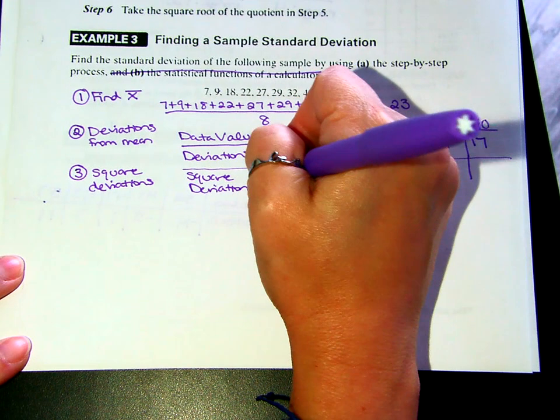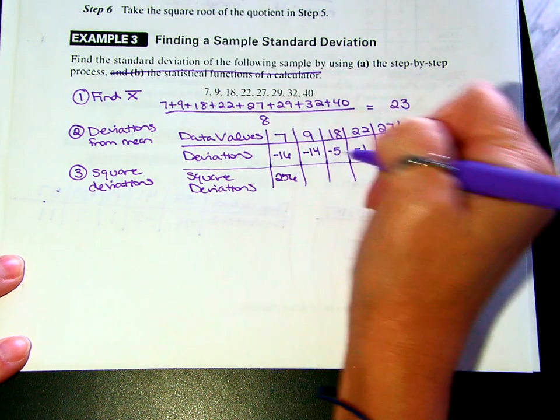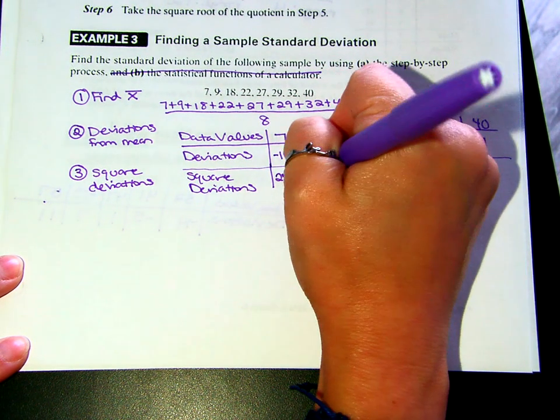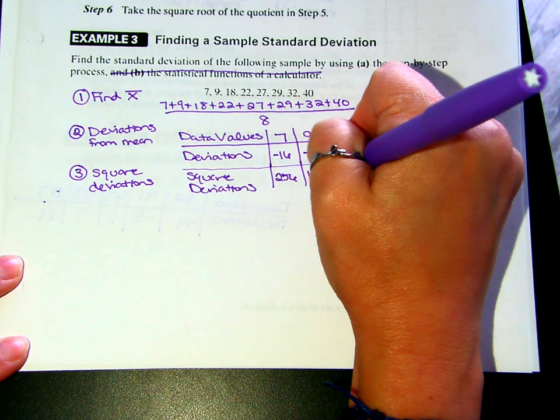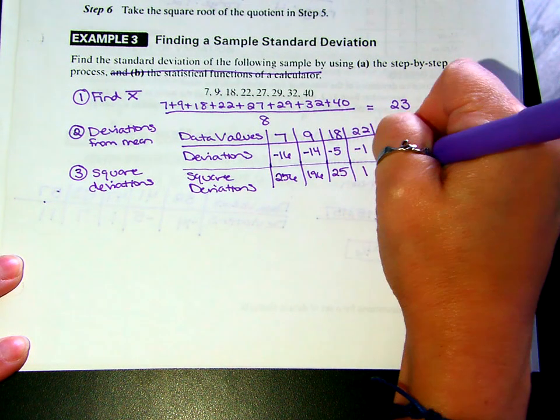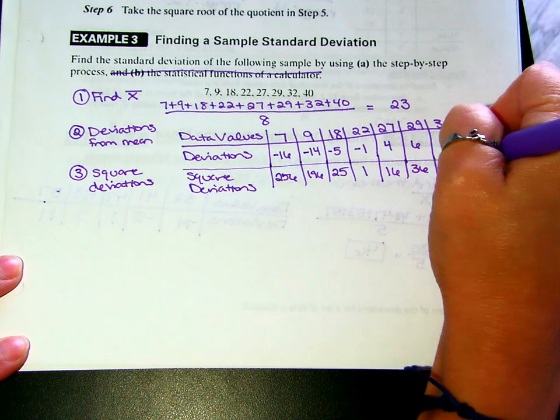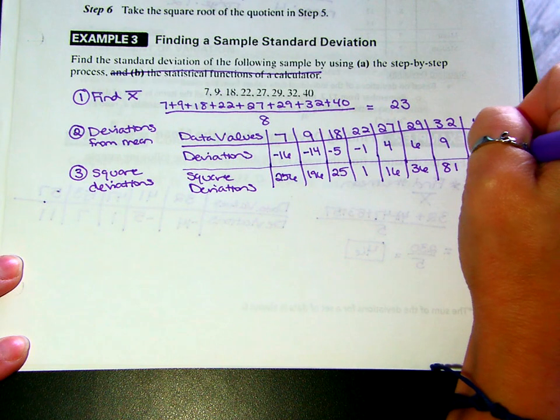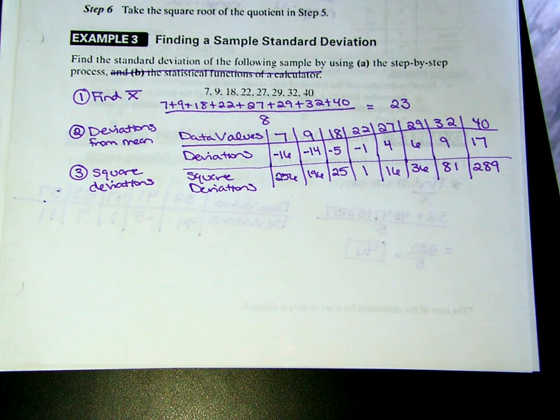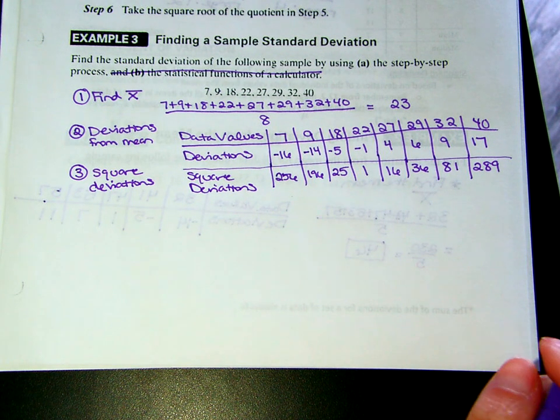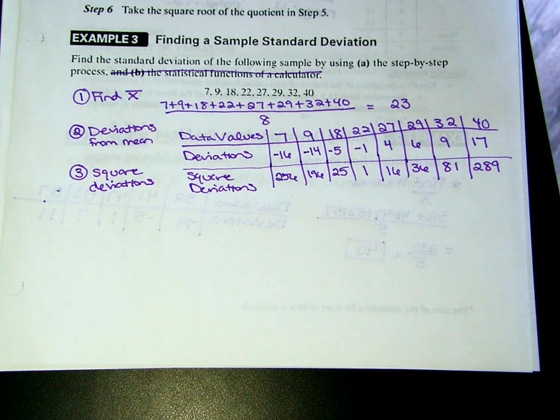16 squared is 256, 196, 25, 1, 16, 36, 81, and 289. So we squared all of those.